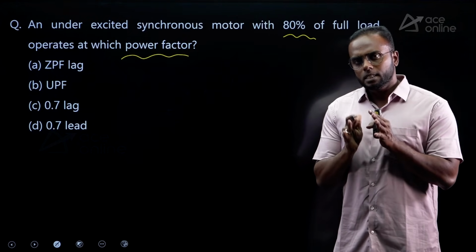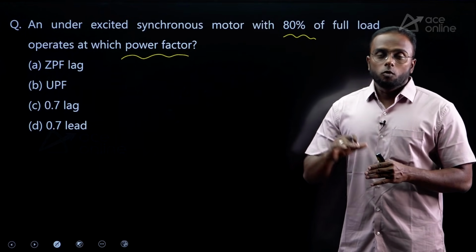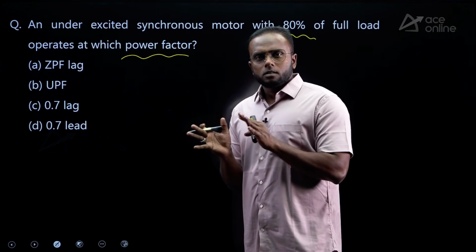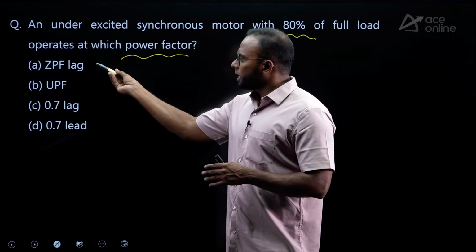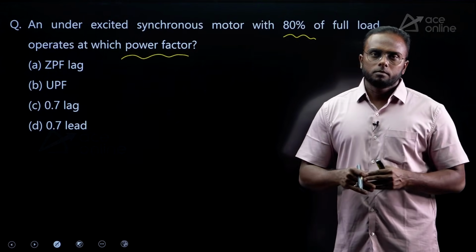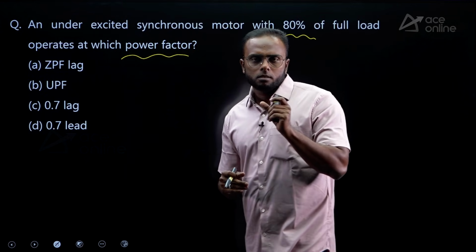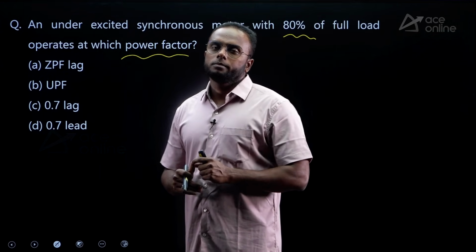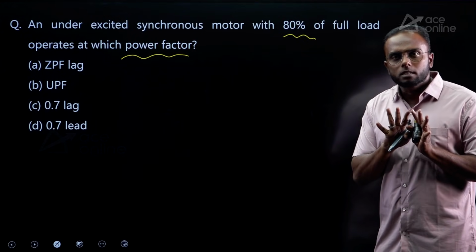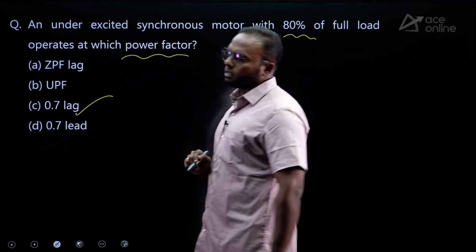An under excited synchronous motor with 80% of full load operates at which power factor? First of all, an under excited motor operates at lagging, and an over excited motor operates at leading. So definitely it is lag. We have two options with lag. ZPF lag means pure inductor. A synchronous motor behaves as a pure inductor only under no load condition, but here it is operating at 80% of load. So definitely it is not zero power factor lag, but some other lag. The only possibility is 0.7 lag.